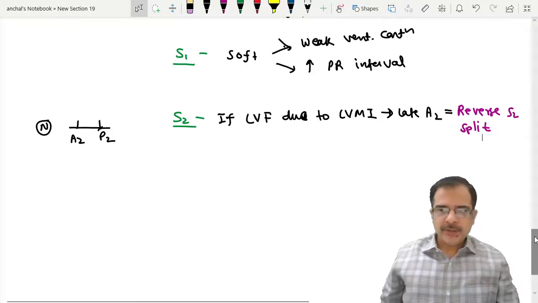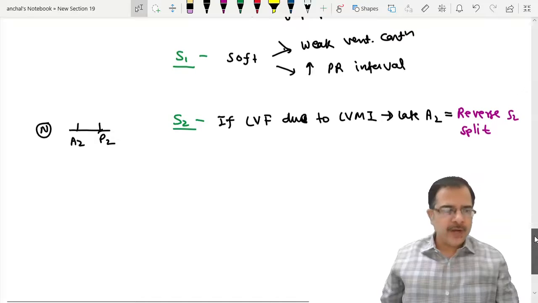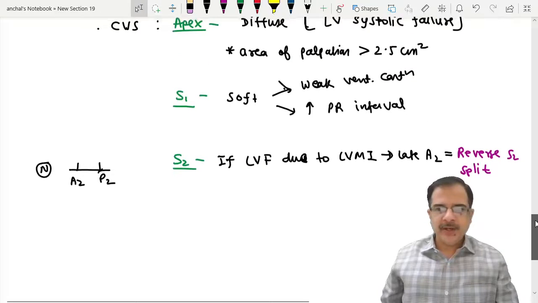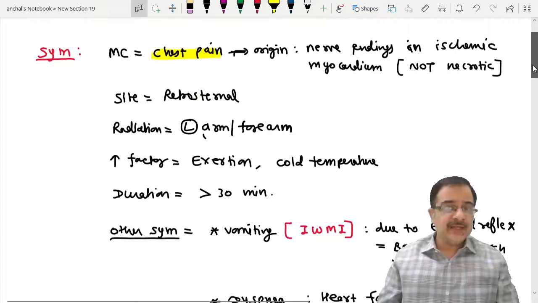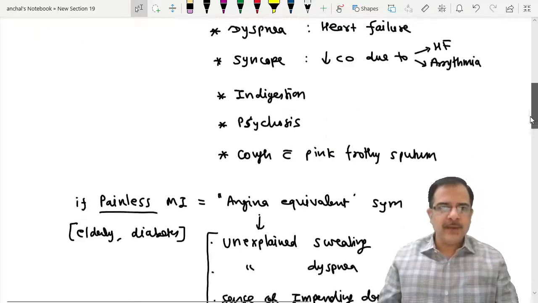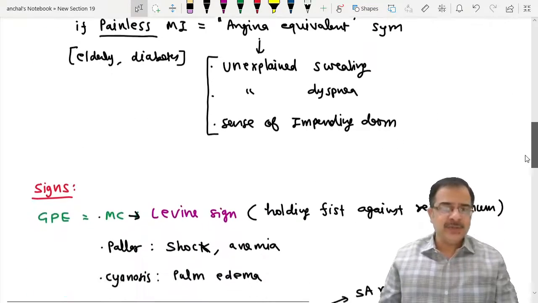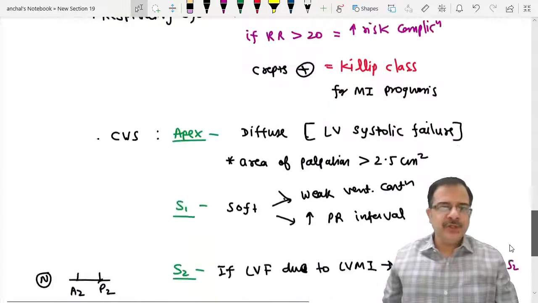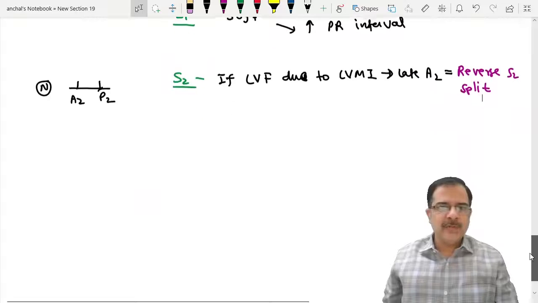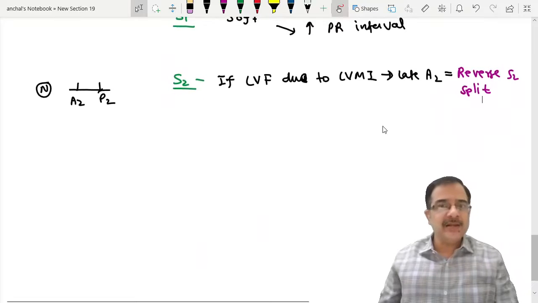We have just started with the topic of ST elevation MI, and we are doing the clinical signs of ST elevation MI. Before this, we have discussed the symptomatology of myocardial infarction and their mechanisms, and now we are doing the signs. In the signs, we have reached the cardiovascular signs of myocardial infarction and their reasons.